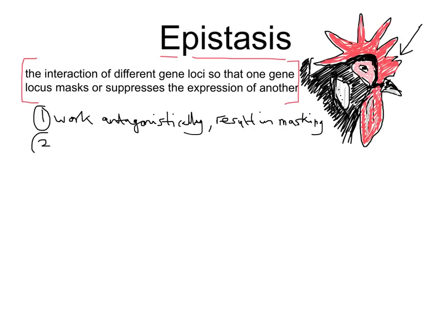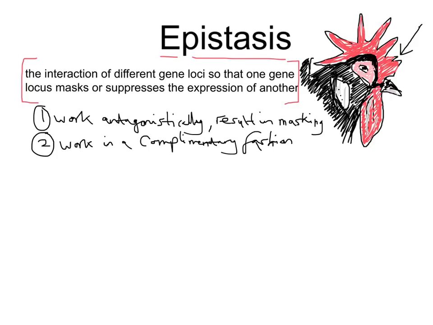Or the other thing that could happen is that they work in a complementary fashion. Whereby the presence of one gene can help the expression of another. It may be, for example, if you've got a particular pathway where you need to get from A to C. One gene, for example, will help you get from A to B, and the other one will then help you get from B to C. It's where they work complementary to one another.